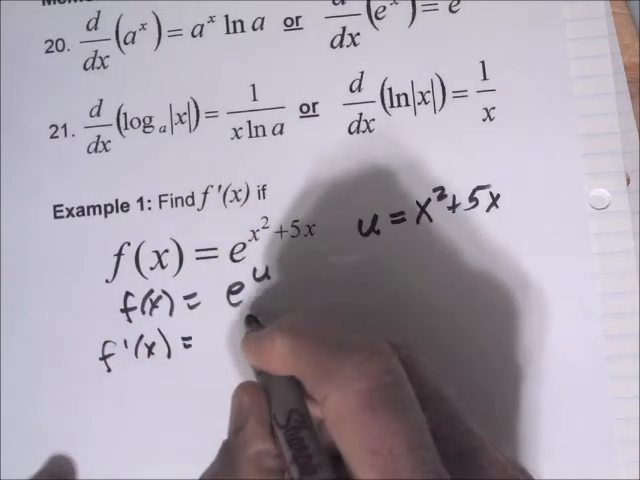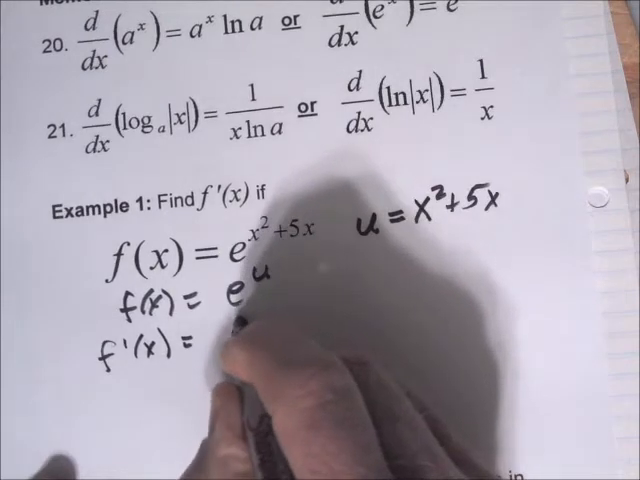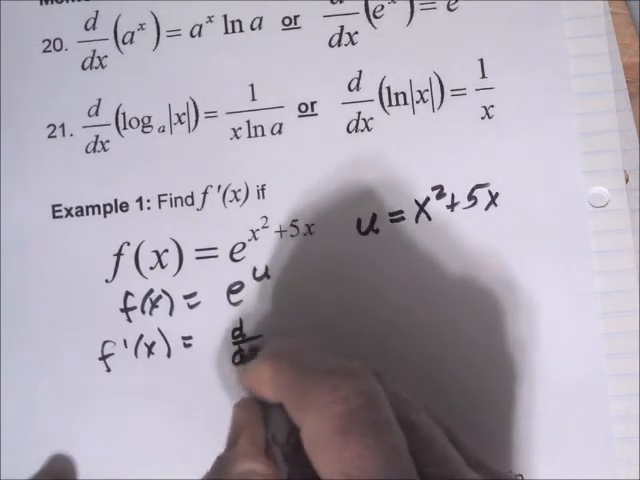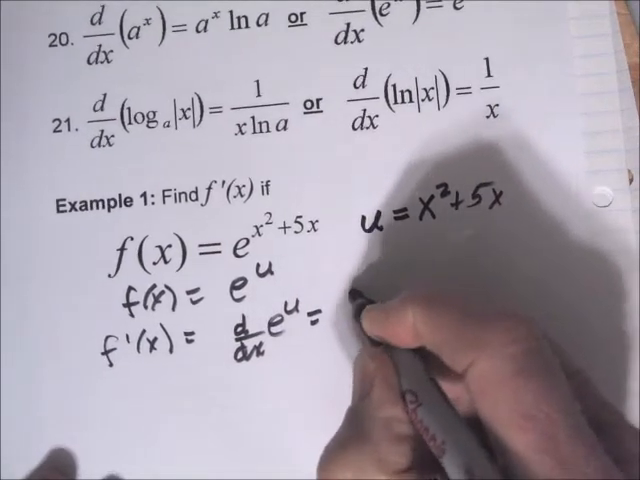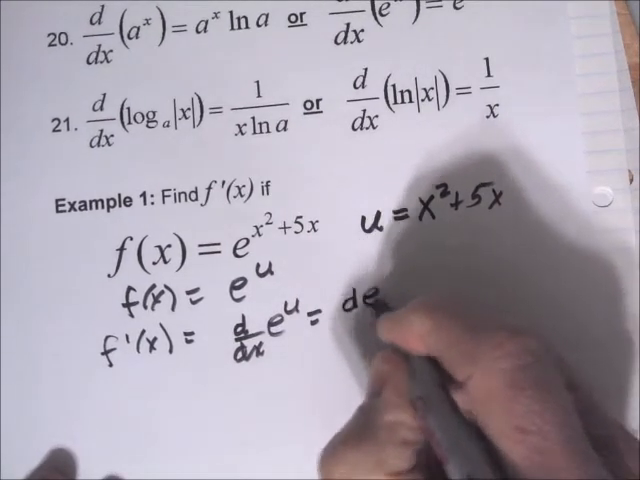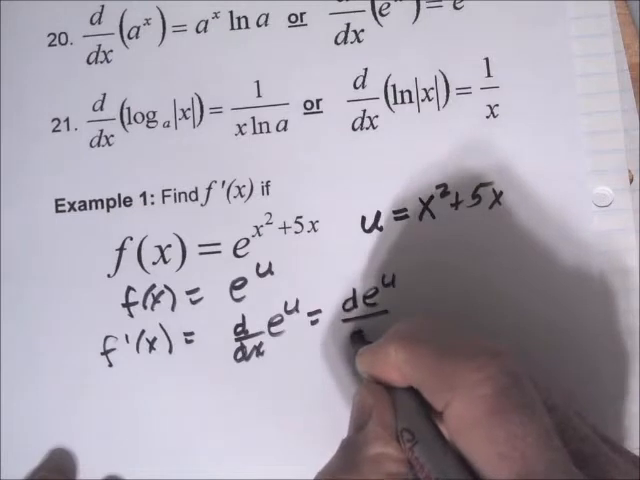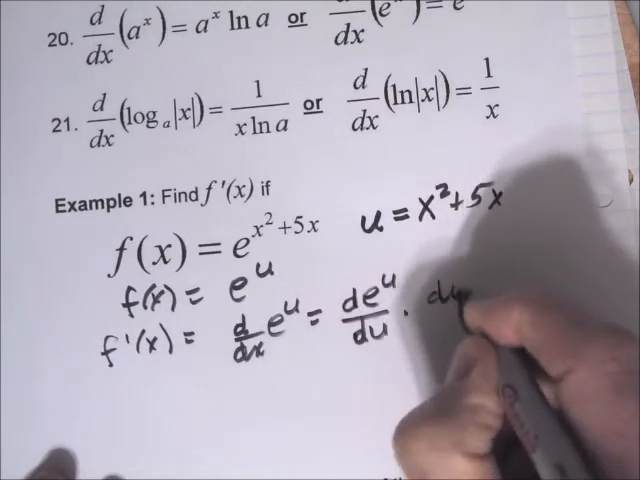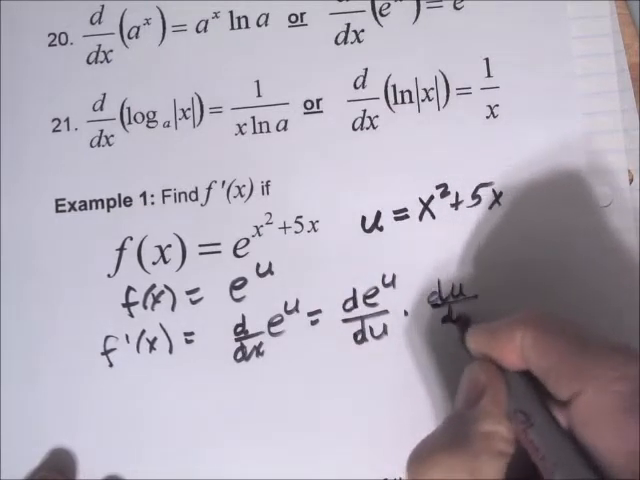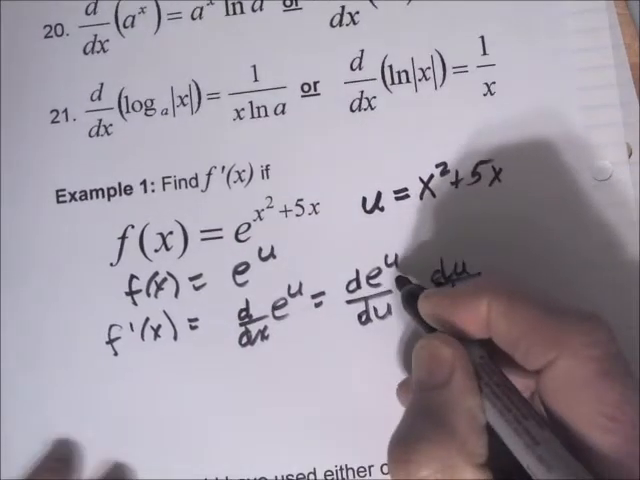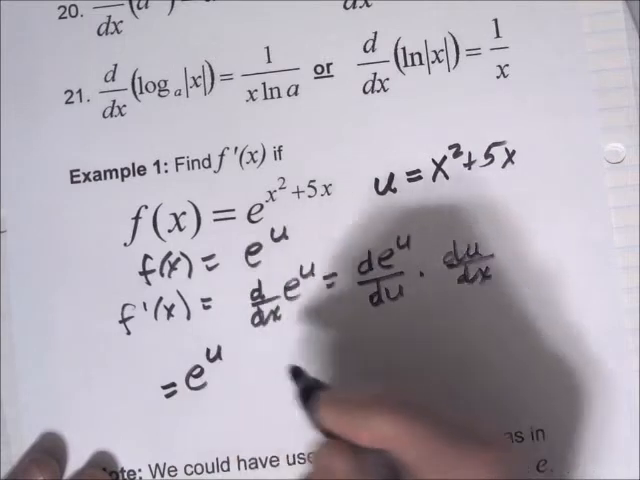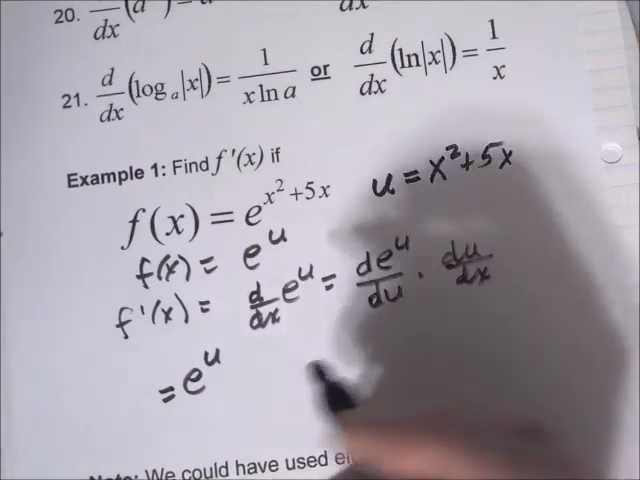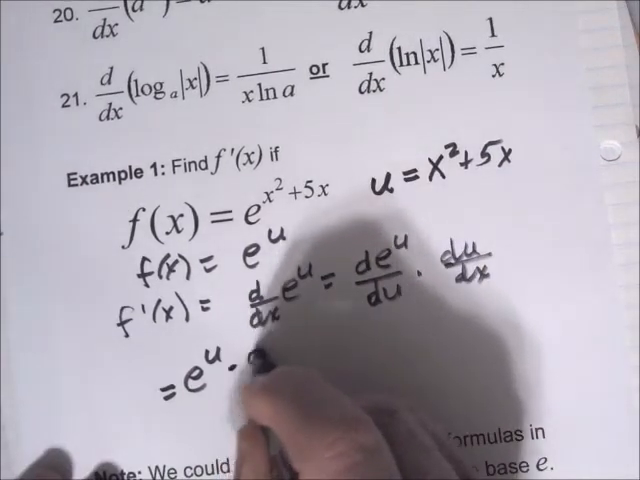f prime of x, the derivative, is going to be the derivative with respect to x of e to the u, and we can use the chain rule. This is the derivative with respect to u of e to the u times du dx. And so e to the u is its own derivative. That's going to be just e to the u, and then times du dx.